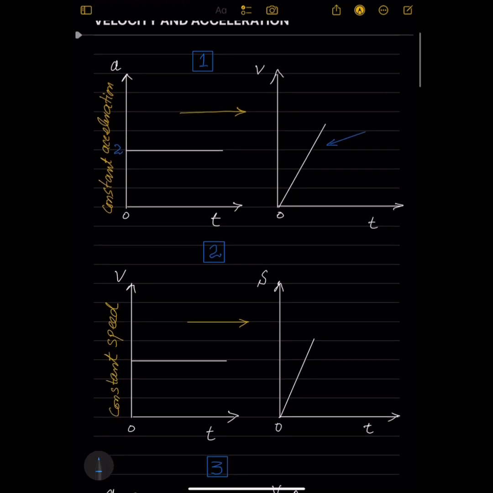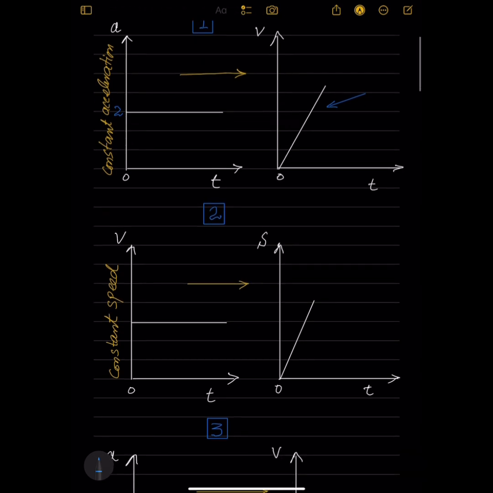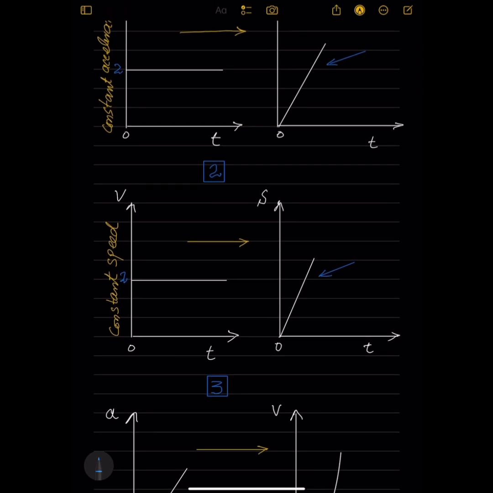Next, set of graphs number 2 is of velocity time and displacement time. Suppose on the left hand side the graph is a horizontal line. Suppose this is 2. This means that velocity is constant. Then the related displacement time graph will be an inclined line making an angle with the x-axis.